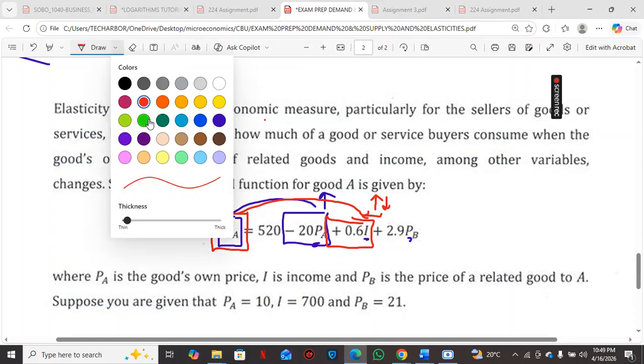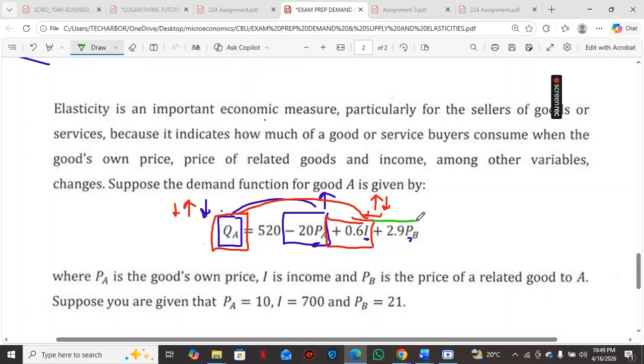Then, looking at the relationship between the quantity demanded of good A and the price of good B, holding the other factors constant, we have a plus sign here also, meaning if the price of good B goes up, the quantity demanded for good A also goes up. If the price of good B goes down, the quantity demanded for good A goes down. This is because of this plus sign.